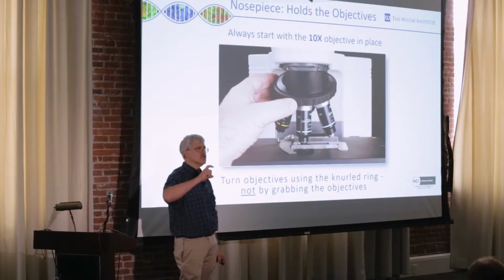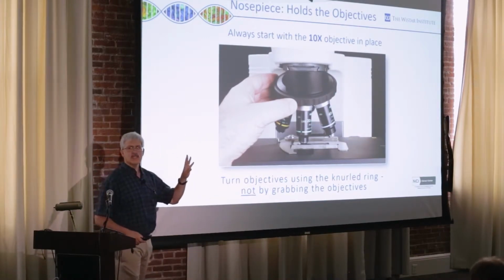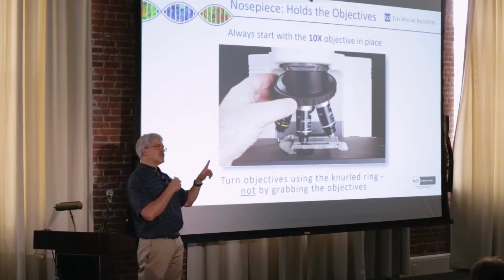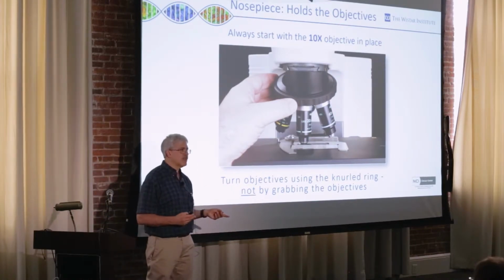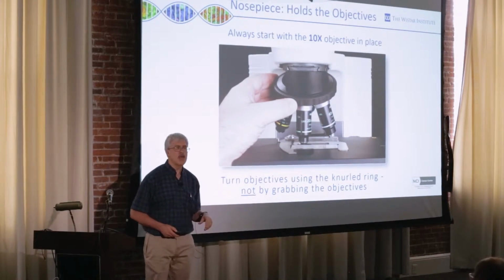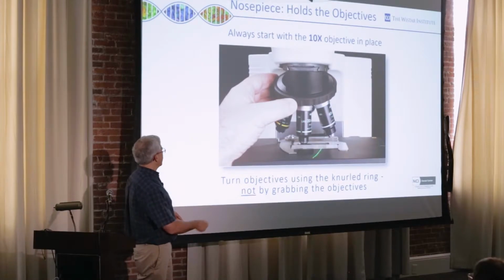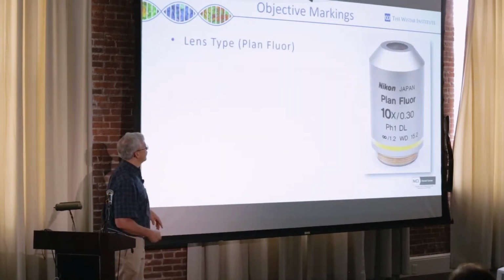There's too much working distance there. So always, always start with the 10x. Once it is in focus at 10x, the rest of the lenses are going to be parfocal, meaning they're about in the same plane of focus within a little twist of the fine focus knob. But basically, you start with the 10. And again, grab the knurled ring here of the nose piece rather than the lenses when you move them.